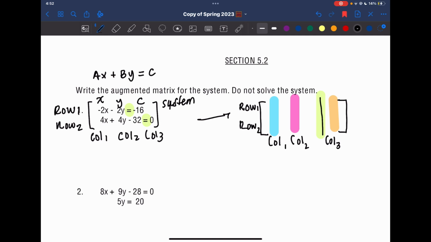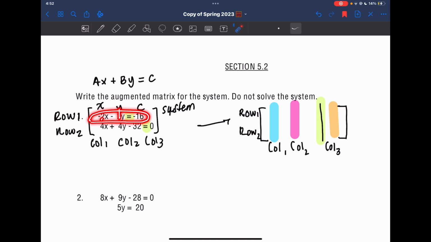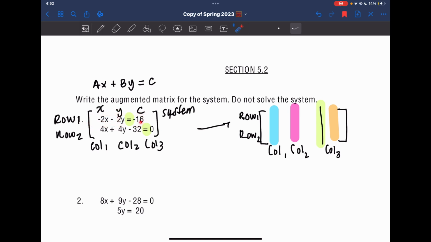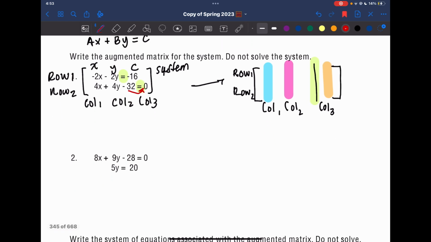If you look at the rows of the system, or the first equation, we have a coefficient with x, coefficient with y, an equal sign and then a constant. If you look at the second row, we have a coefficient of x, coefficient with y. However, we have this -32. So our constant needs to be moved over to the right of the equal sign. So we're going to need to rewrite the second row before we put it into the matrix.